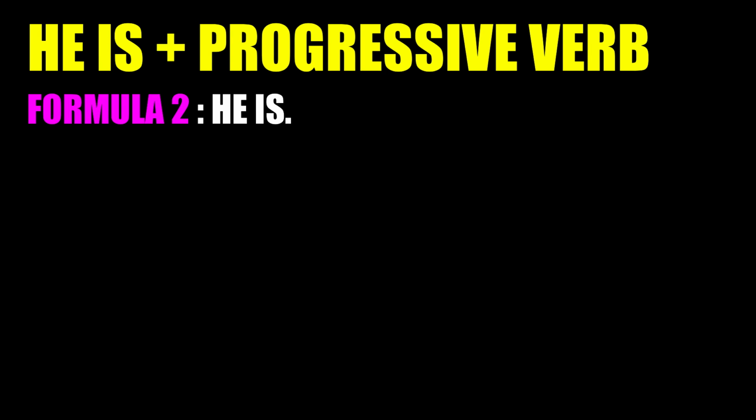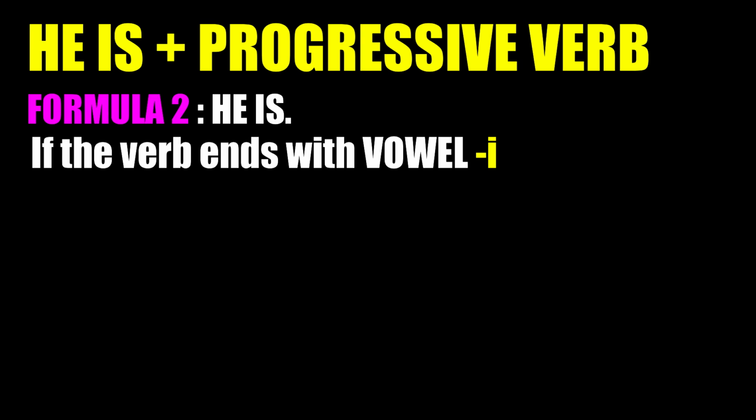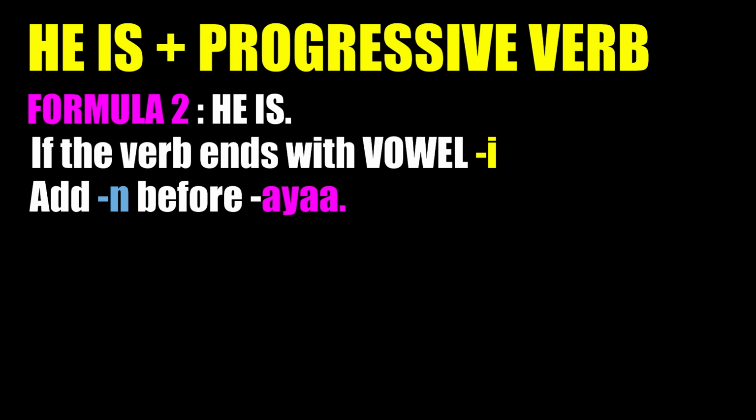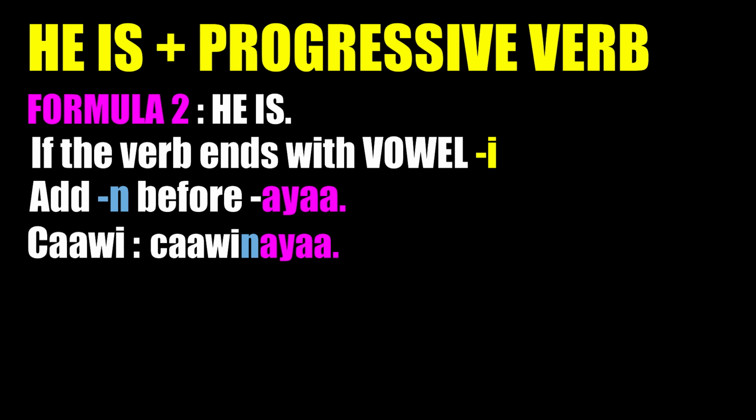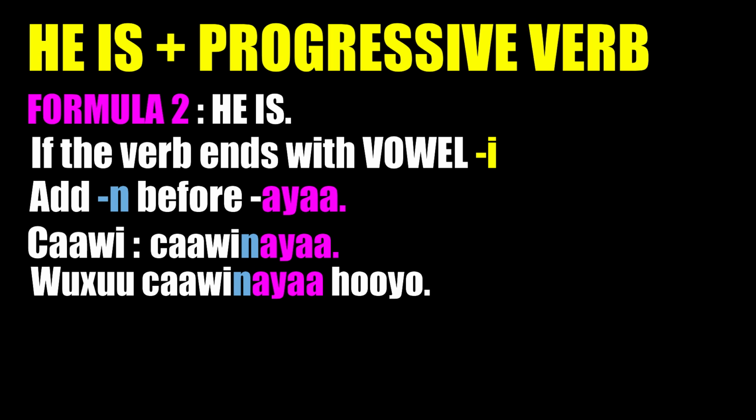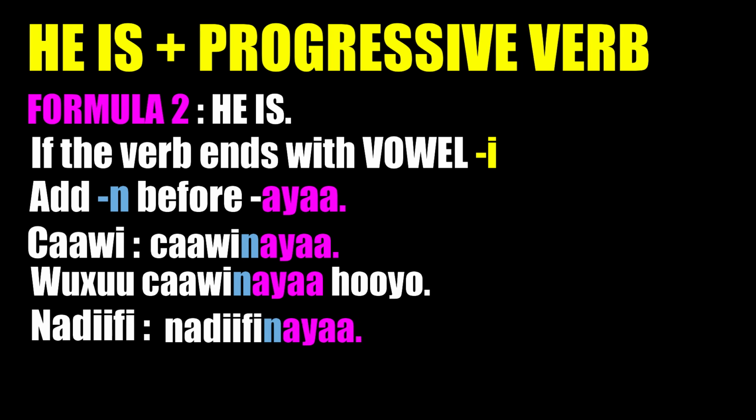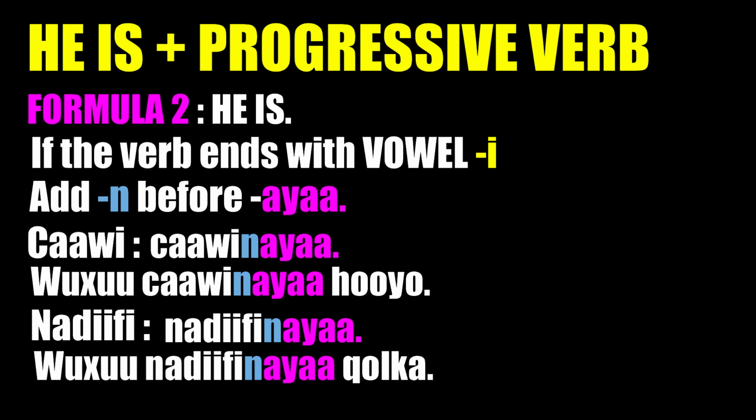Formula or rule 2. If the verb ends with vowel I, we need to add na before we add aya. For instance, caawinayaa. Wuxuu caawinayaa hooyo. He's helping mom. Nadiifinayaa. Wuxuu nadiifinayaa qolka. He's cleaning the room.